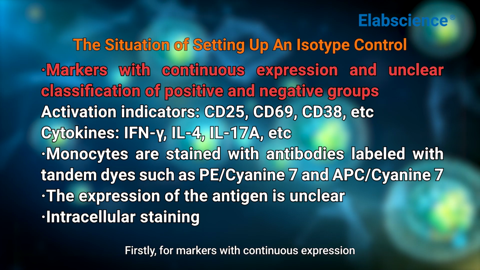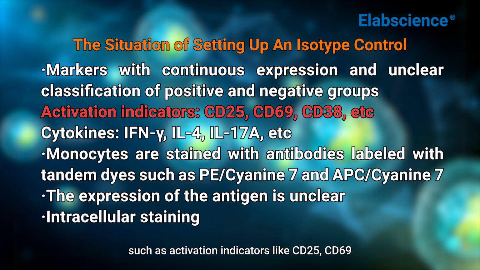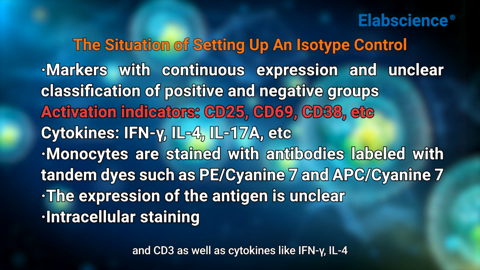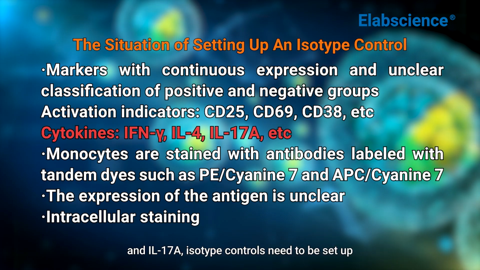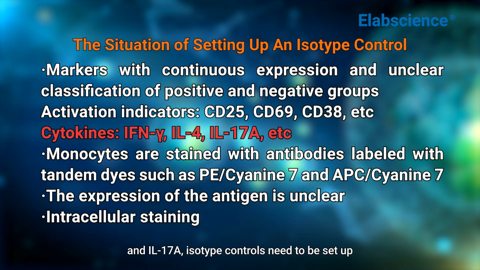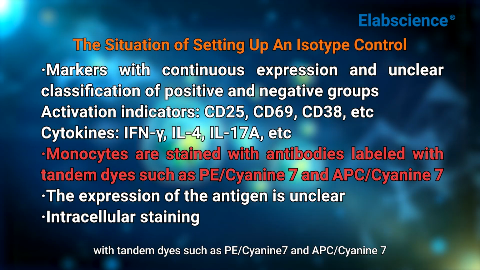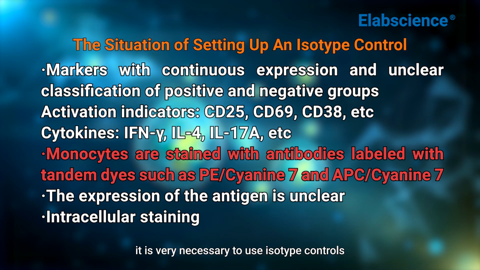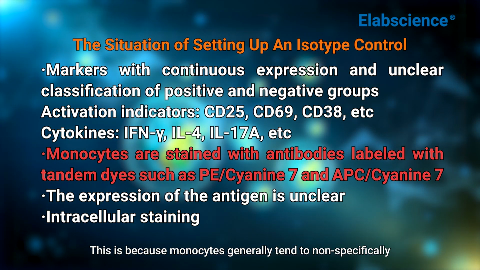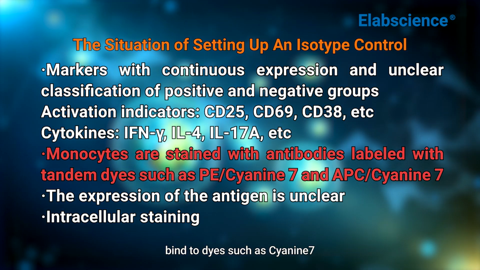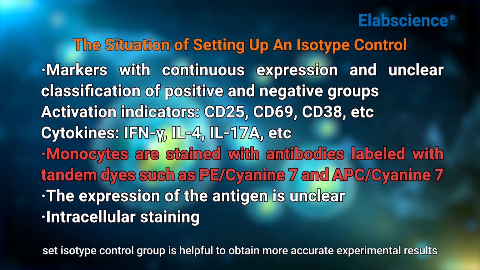Firstly, for markers with continuous expression and unclear positive and negative groups, such as activation indicators like CD25, CD69, and CD38 as well as cytokines like IFN-gamma, IL-4, and IL-17A, isotype controls need to be set up. In addition, when monocytes are stained with antibodies labeled with tandem dyes such as PE-cyanin-7 and APC-cyanin-7, it is very necessary to use isotype controls. This is because monocytes generally tend to non-specifically bind to dyes such as cyanin-7. In this situation, setting an isotype control group is helpful to obtain more accurate experimental results.